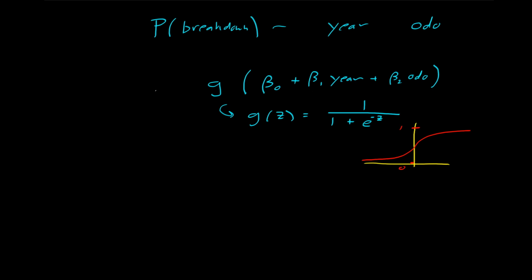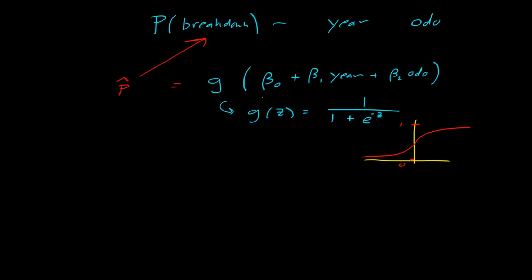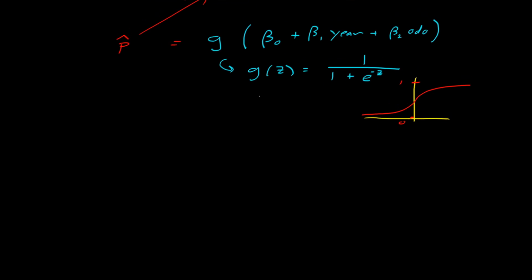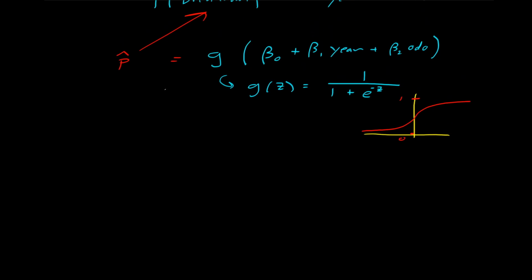So this allows us to predict, call it p hat, the predicted probability a car will break down based on these variables. And as you can guess, there's a vectorized version of this, which is just g of x times beta. And this means apply this function element-wise to everything in the result of this.